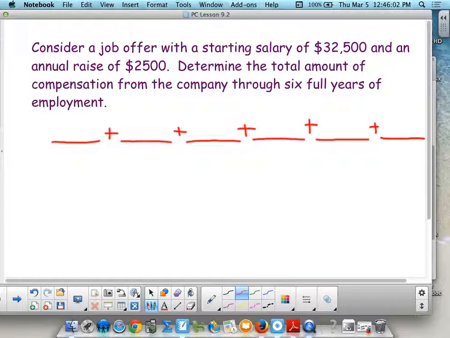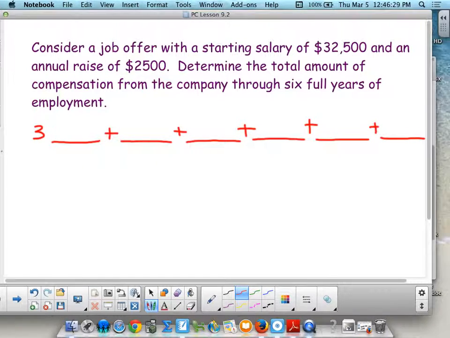All right. Consider a job offer with a starting salary of $32,500 and an annual raise of $2,500. Every year you get $2,500 more. Determine the total amount of compensation from the company through 6 full years of employment. So really, I want to know the total compensation. How much do I get paid in 6 years? Wouldn't that be add up the first 6 terms?